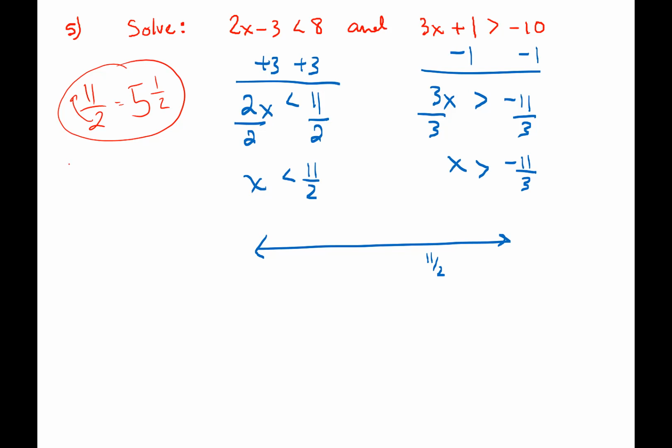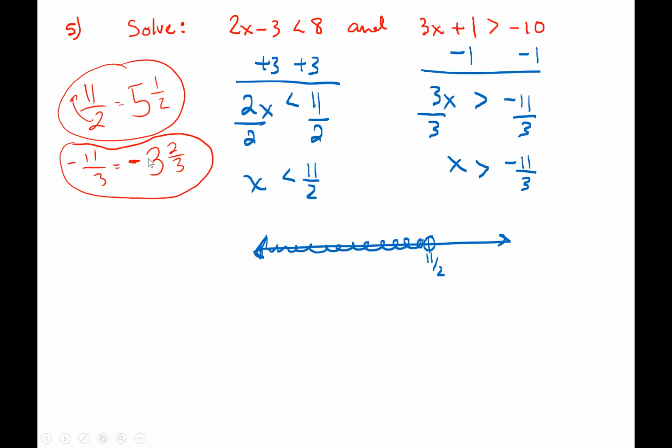And then we have -11/3. Let's see what that looks like. It's a negative, first of all. 3 goes into 11, 3 times 3, so that's 9. 3 and 2/3. So there's that number, just for you to see where each of those pieces are. There it is. All right, let's go for it. There's that one. And then we're going off to the left.